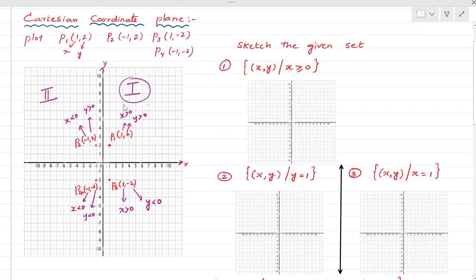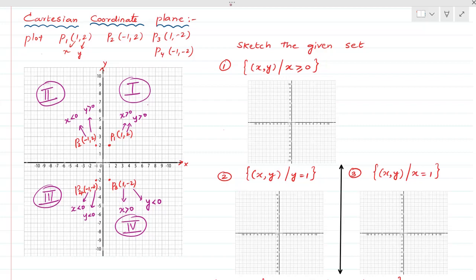We call this the first quadrant, in which both x and y are positive. The second quadrant, in which x is negative and y is positive. The third quadrant, in which both are negative, x and y less than 0. And the last one, the fourth quadrant, in which the x value is more than 0 and the y value is less than 0. Now we have to sketch the given set.